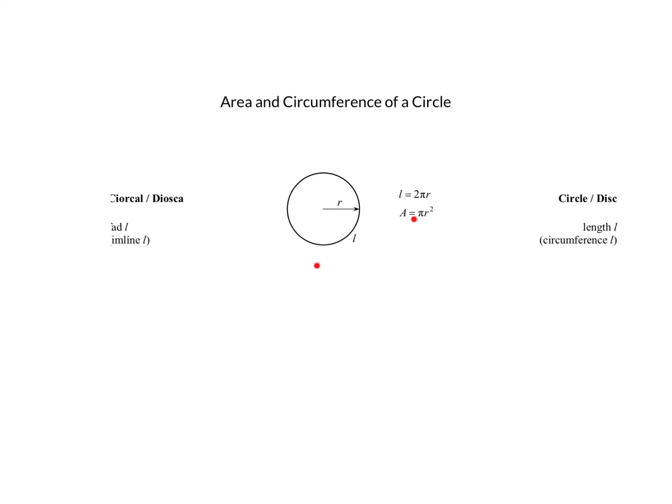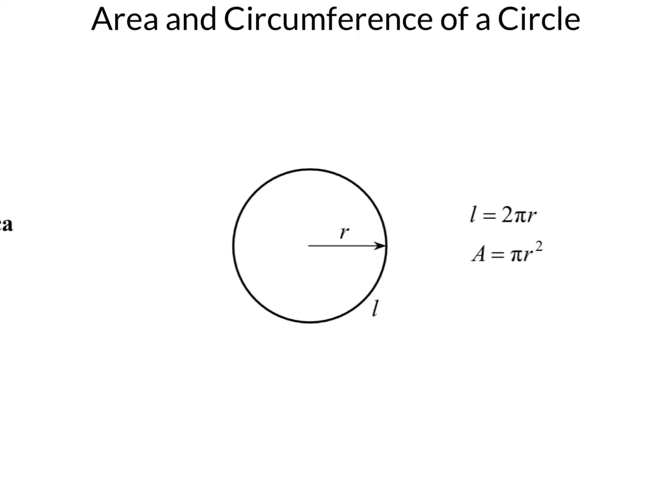So if we started at this point here where the arrow is touching and we travel the whole distance outside the circle, so we could start here and go the whole way around, what distance would we have travelled? That's what the circumference is.